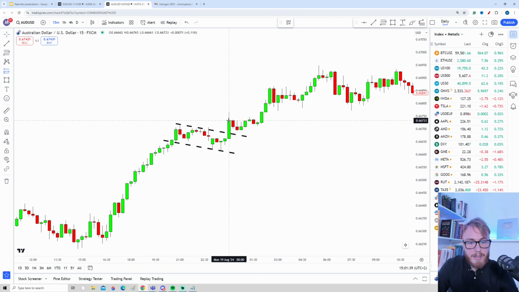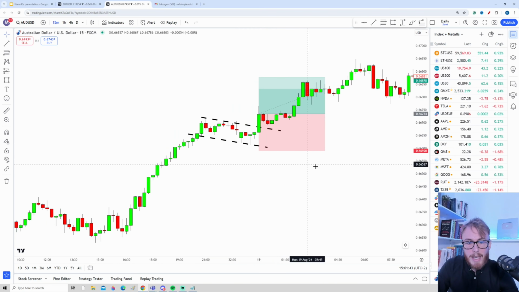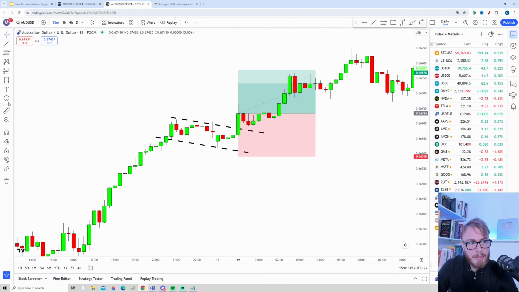The other entry method here is to enter at the break of the pullback. And when we enter at breaks, what we're looking out for is pretty much exactly what we saw right here. We want to preferably see a strong momentum candle breaking up to start the next trend leg. And in this case, you can see that we had a strong momentum candle breaking above. The common entry point is to enter at the candle close of this candle right here.